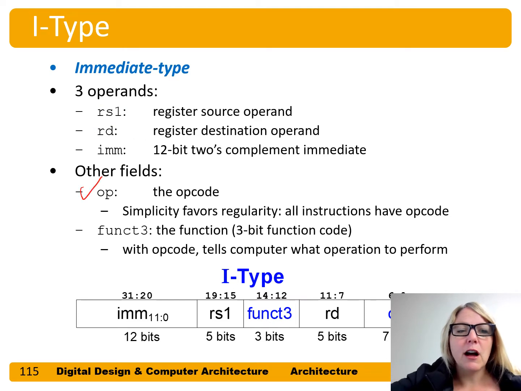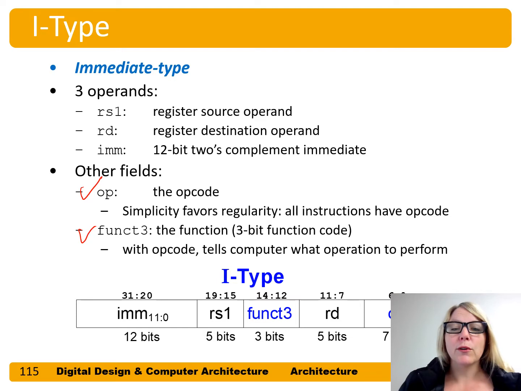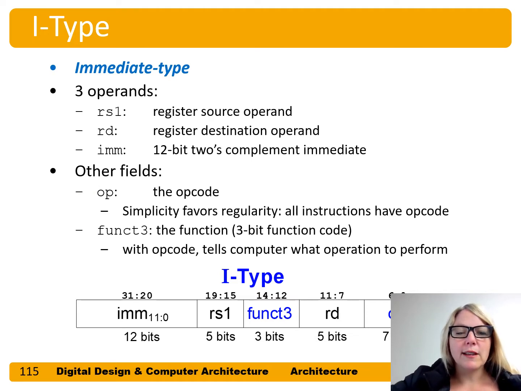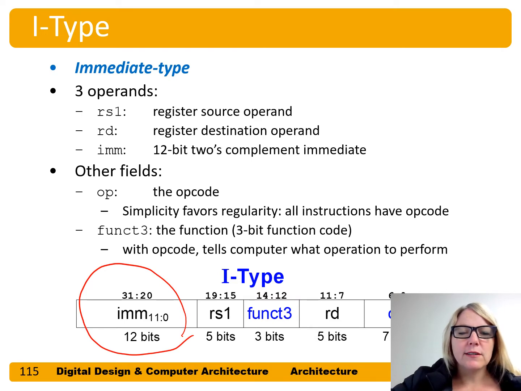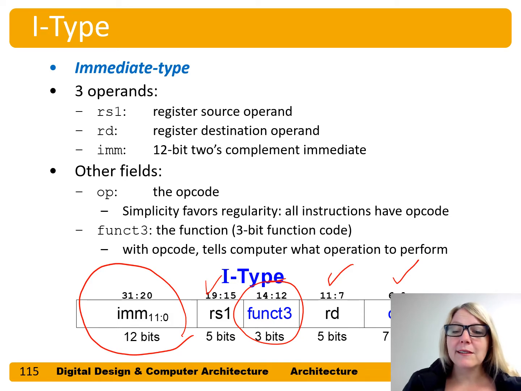And other fields, it still has an opcode, just like the R-type instruction. Actually, all instructions have an opcode. And funct3, this 3-bit function code that together with the opcode tells the computer what operation to perform. And so here's the format of this I-type instruction. We have our 12-bit signed immediate field first, then RS1, funct3, and RD. And then on the rightmost, the least significant bits, is our 7-bit opcode.